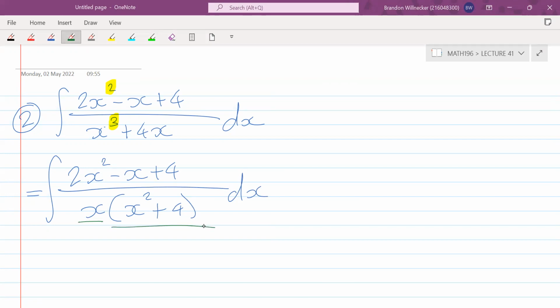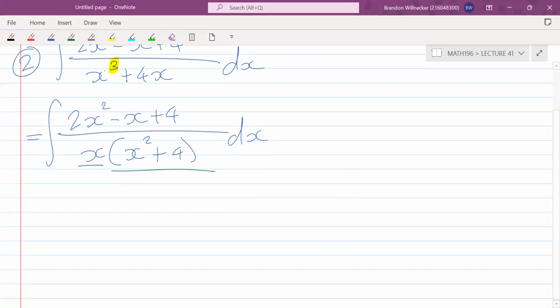And notice that the second factor is quadratic, and we can't simplify it anymore. It's not like x squared minus 4, where we could then simplify it. Okay, so we're stuck with it being quadratic. Okay, so let's split this up.